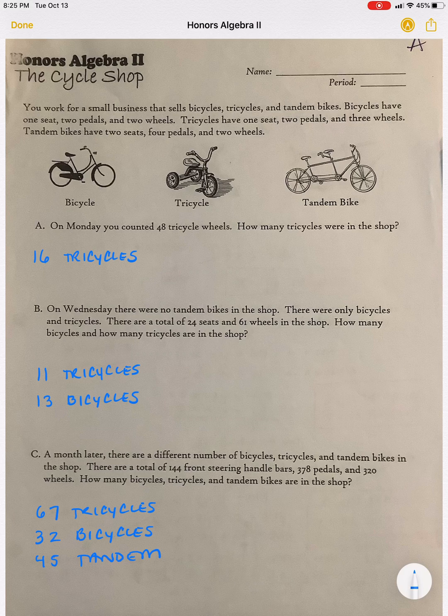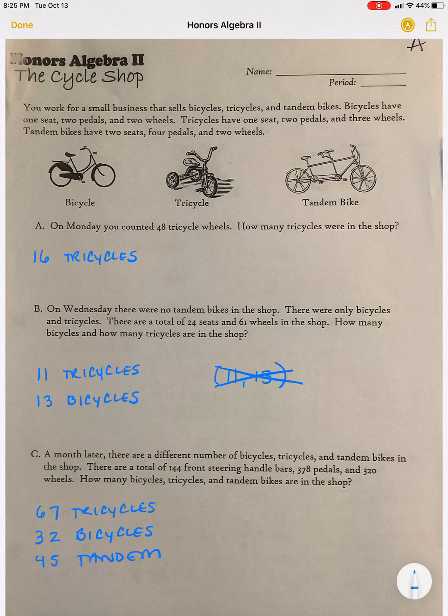Before we move on, I do want to bring to your attention that you need to make sure you label your answers. For part B, for instance, it says how many bicycles and how many tricycles are in the shop. It is not appropriate to write your answer as 11, 13 as an ordered pair, because that does not answer the question of how many tricycles and bicycles. So it's really important that with these applications you label your answers and answer the question.